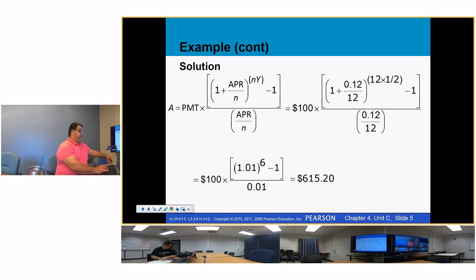Okay? All right, so this is making a $100 payment, monthly payment. How much do you have at the end of a certain amount of years? That's that type of question.